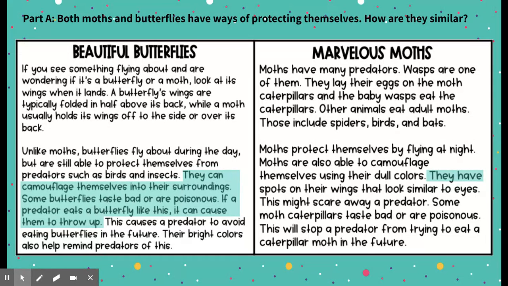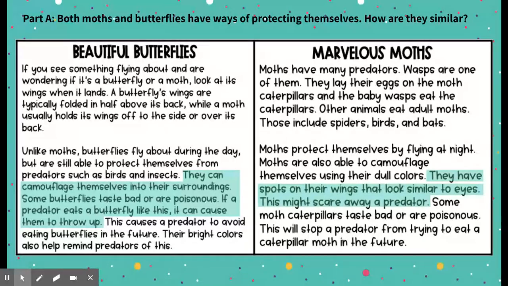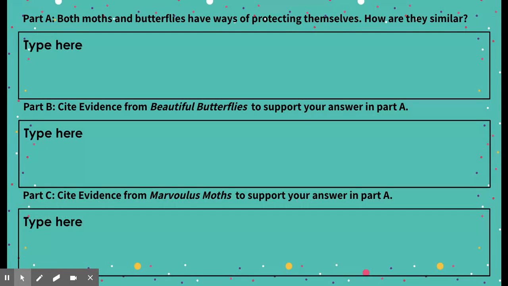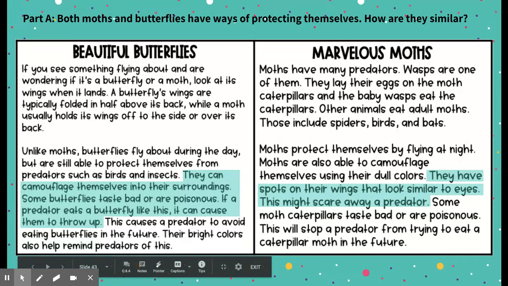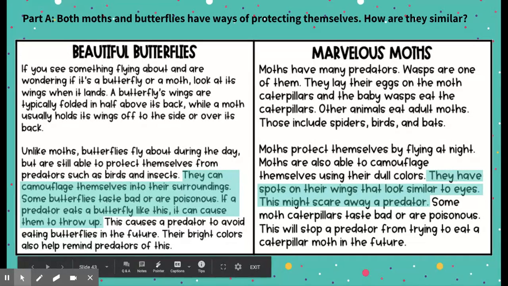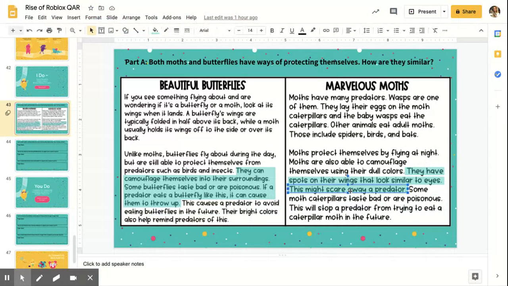Moths protect themselves by flying at night. Oh, there we go. I'm hearing it. Moths are also able to camouflage themselves using their dull colors. They have spots on their wings that look similar to eyes that might scare away a predator. Some moths, that should have highlighted too, kiddos, I apologize. Some moth caterpillars taste bad or are poisonous. So already I'm hearing a word that I saw in butterflies about how caterpillars taste bad and are poisonous. And that reminds me a lot of my beautiful butterflies.